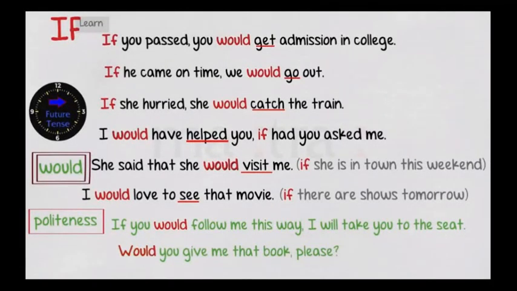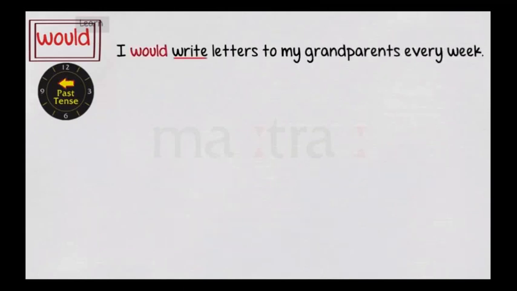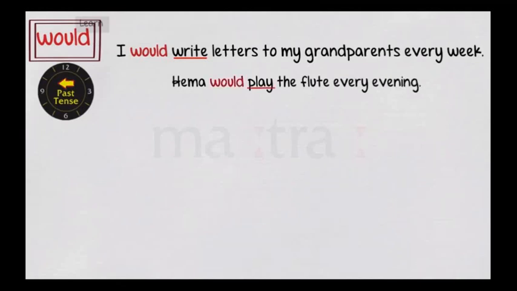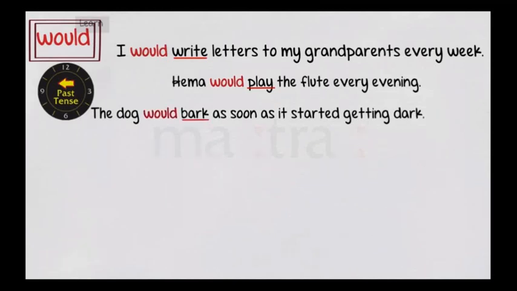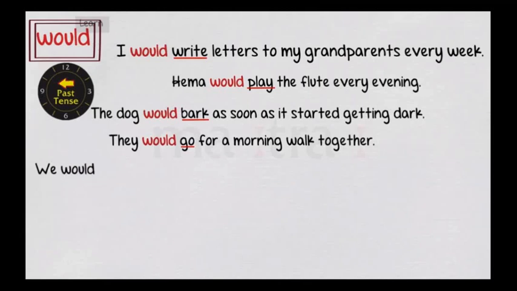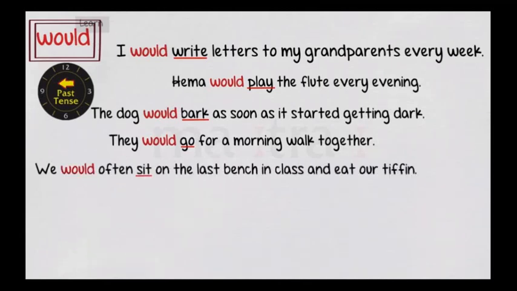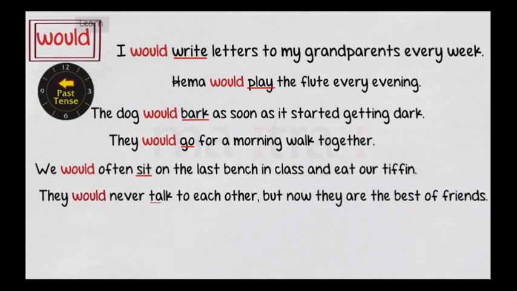Now, let's see examples of would in the past tense to understand this clearly. I would write letters to my grandparents every week. Hema would play the flute every evening. The dog would bark as soon as it started getting dark. They would go for a morning walk together. We would often sit on the last bench in class and eat our tiffin. They would never talk to each other, but now they are the best of friends.